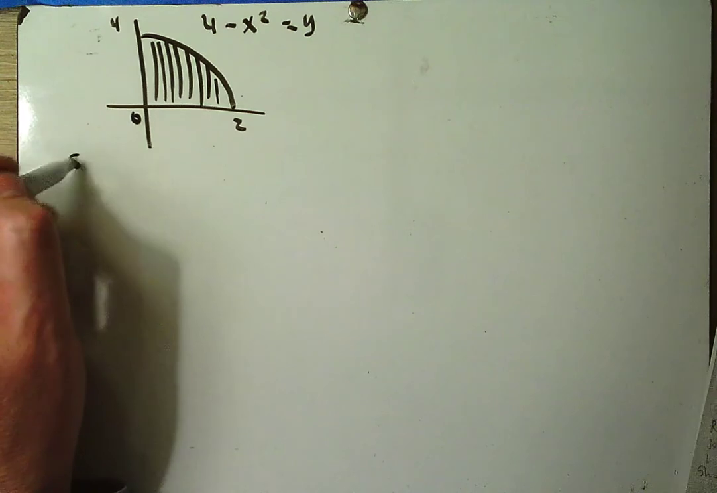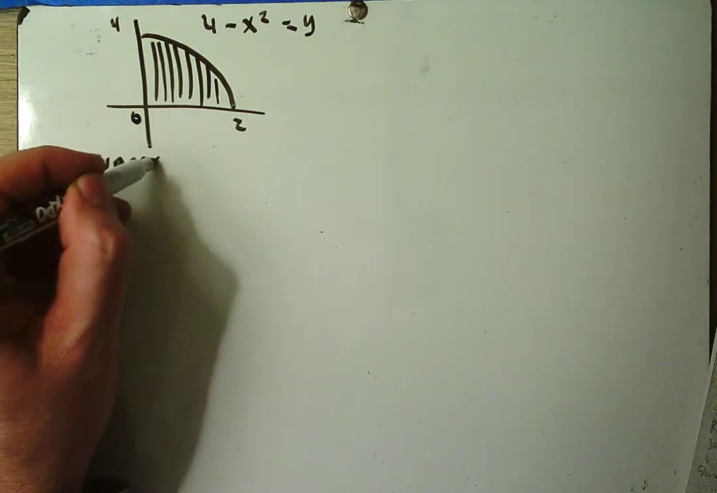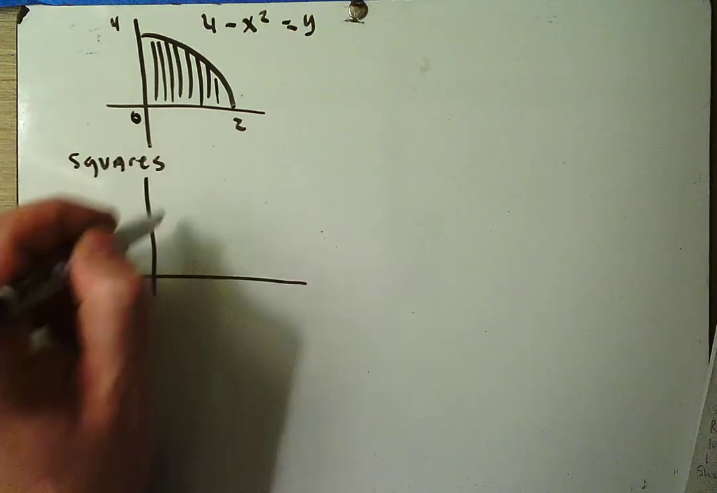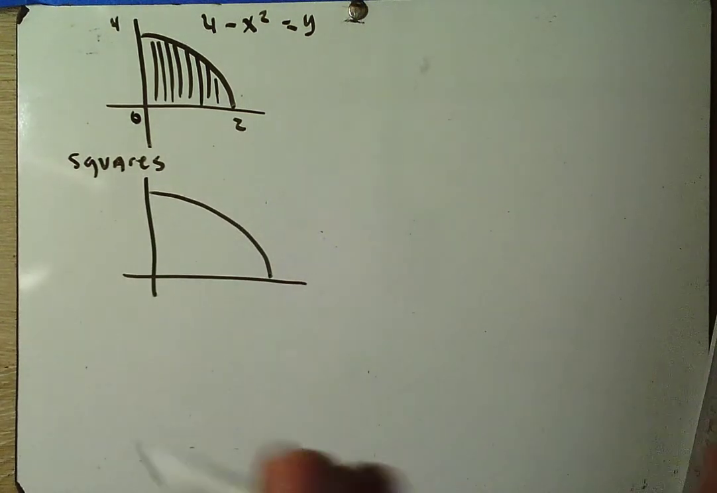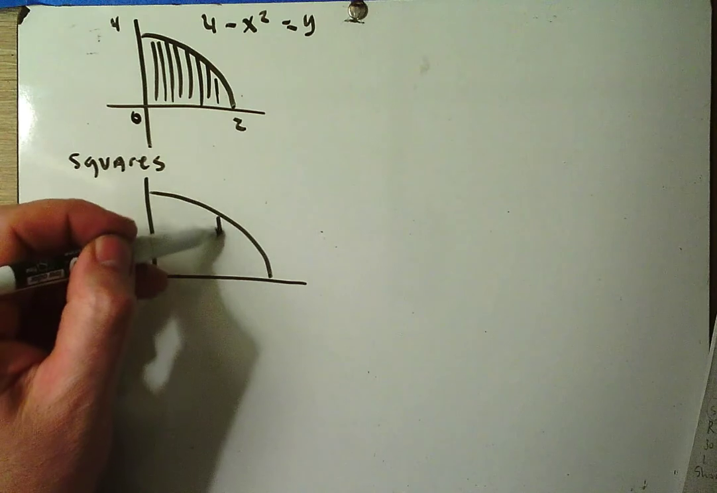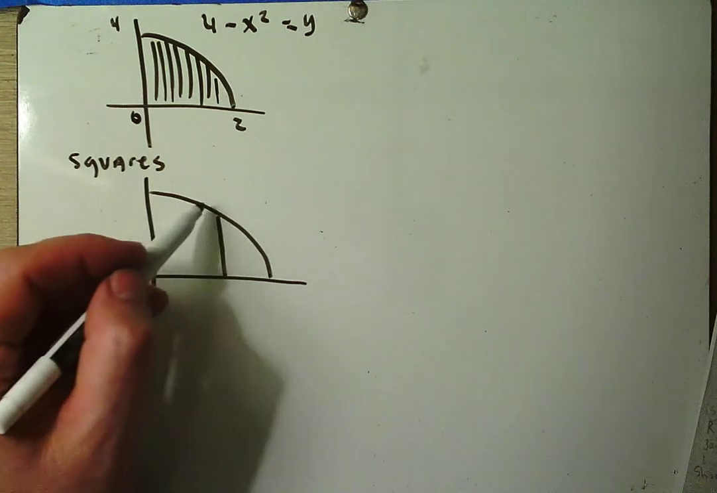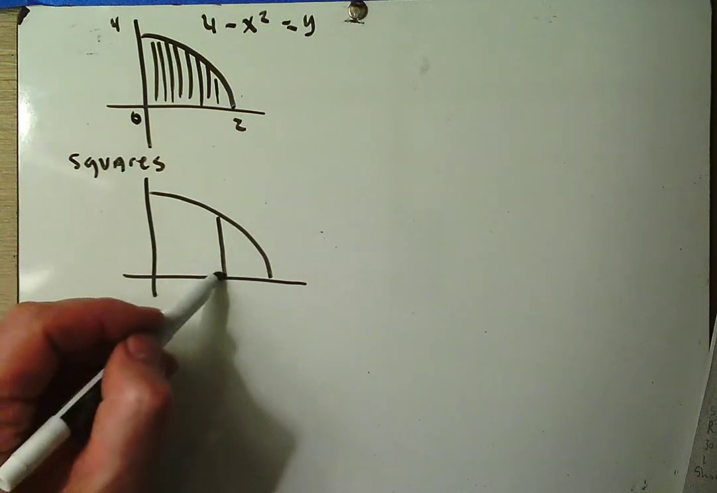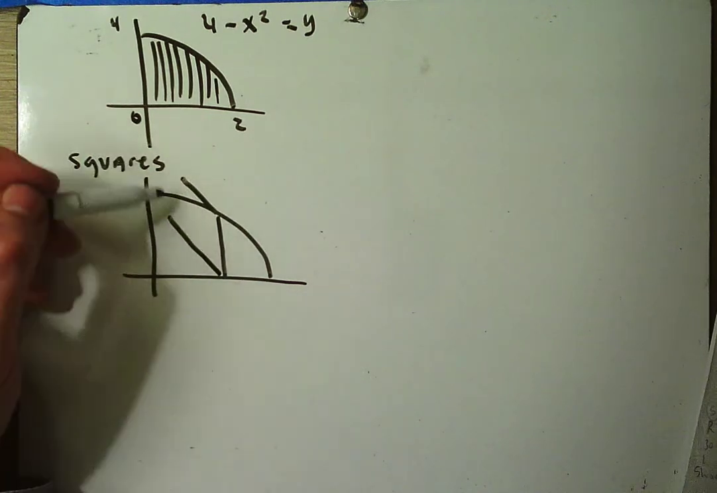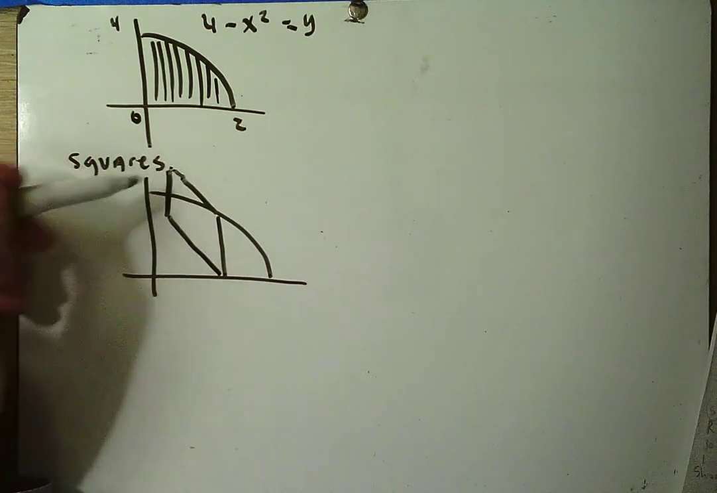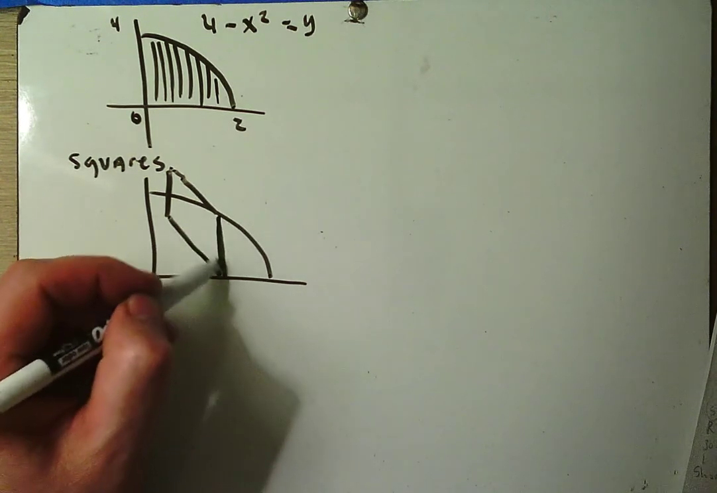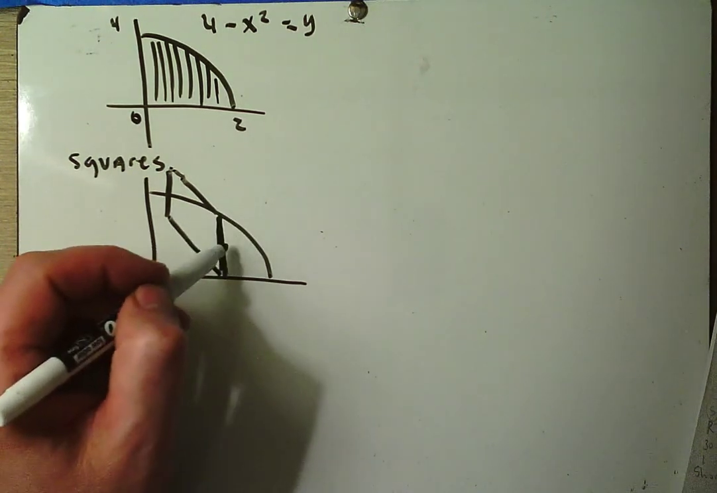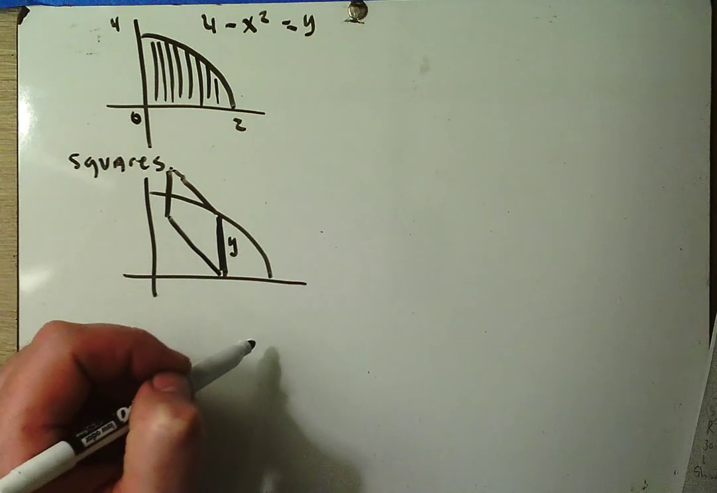Let's make squares. So if I'm making a square here, that's the side of the square. And the square comes up, and this is the top of the square. Well, the side of the square is this distance, and we know that this distance is called y.